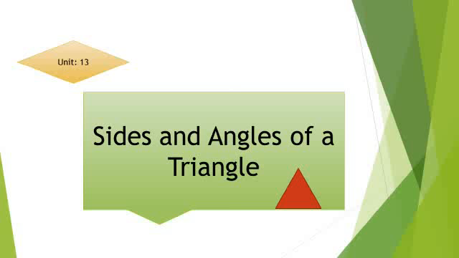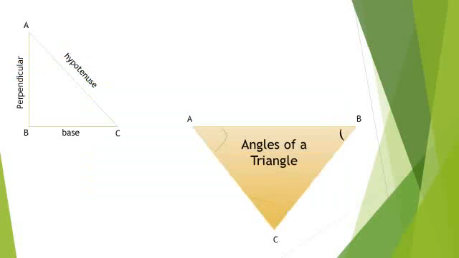Triangle is classified into different categories on the basis of sides and angles. We will discuss all these types, but first of all, we will take a concept of sides and angles of a triangle. As you can see triangle ABC on your screen, 3 sides are mentioned as side AB, side BC and side AC. The side AB is called perpendicular, side BC is known as base and side AC is called hypotenuse.